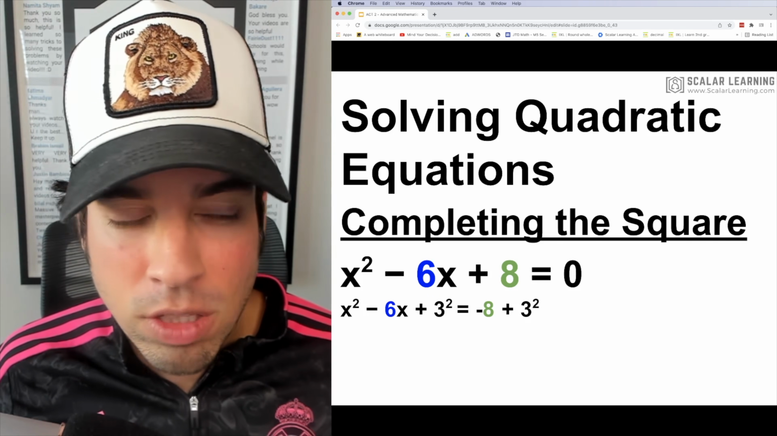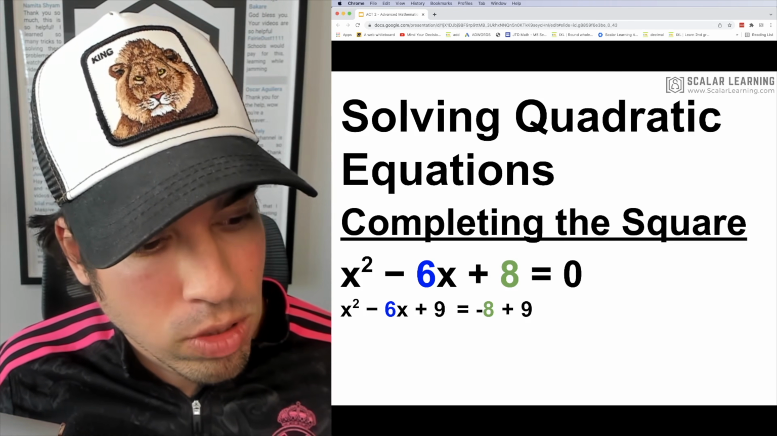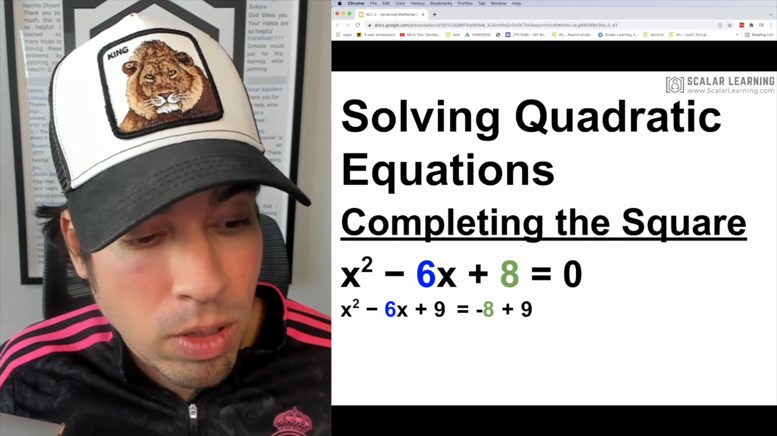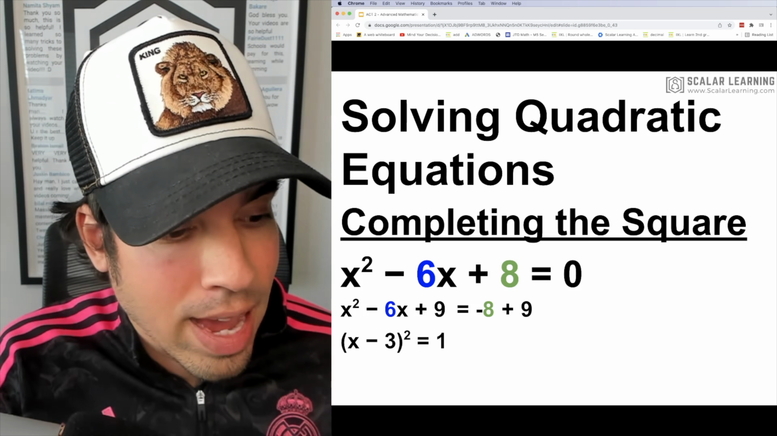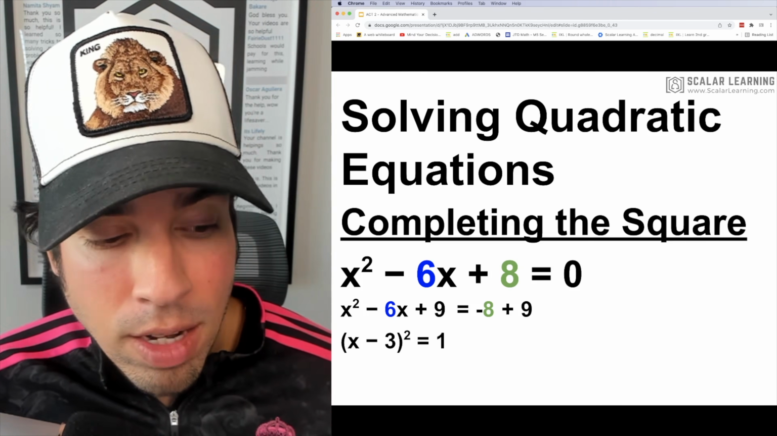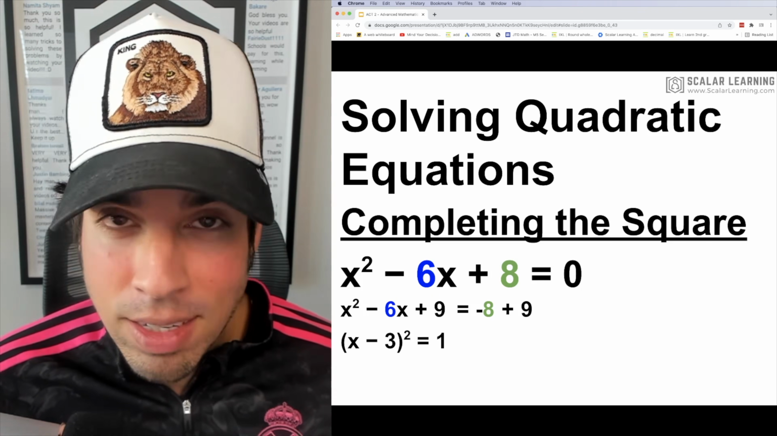So again, this is just the process that we follow. Then that turns into 9. And now on the left-hand side, I've got this perfect trinomial that now I can factor into x minus 3 times x minus 3, which is the same as x minus 3 squared. And on the right-hand side, of course, negative 8 plus 9 gives us that 1.